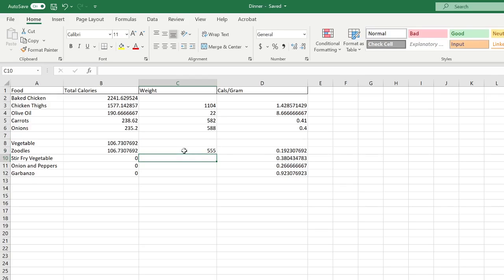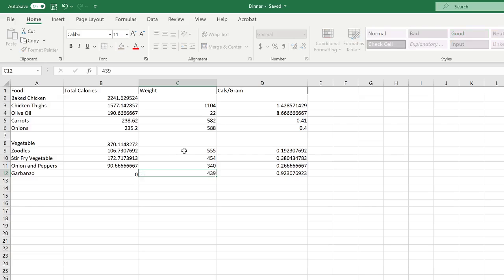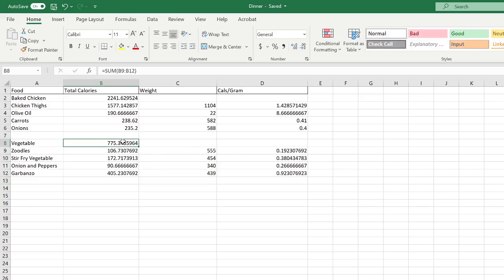Now for my zoodles, I had 555 grams. For my stir-fry vegetables, I had 454 grams, which is about a pound. For my onions and peppers, that was once again a frozen bag. I had 340 grams. And for my canned garbanzo beans, I had 439 grams. And so now we can see that I have total calories.